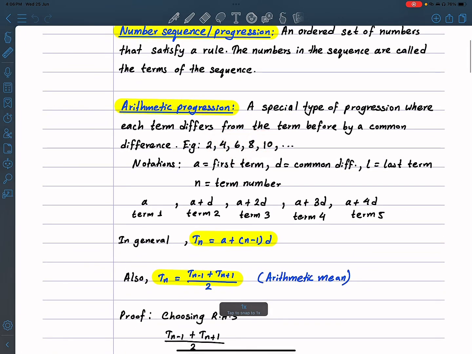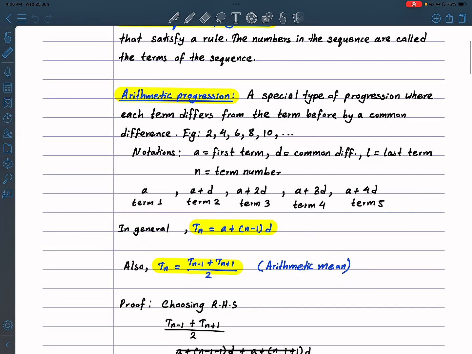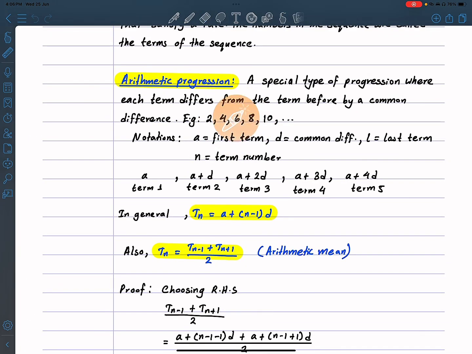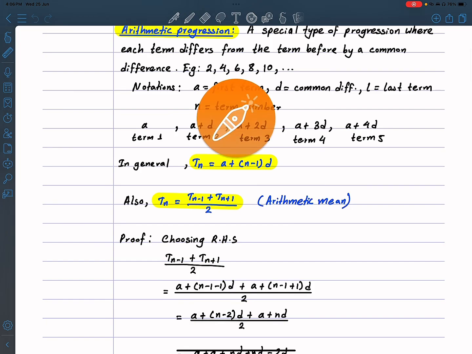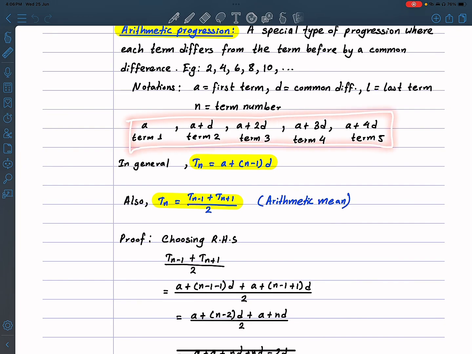All right. Now let's take a look at some notations involving the arithmetic progression. Here, A means the first term, D is the common difference, L is the last term, and N is the term number. So arithmetic progression can be generalized to be A, the second term to be A plus D, the third term to be A plus 2D, the fourth term to be A plus 3D, and the fifth term to be A plus 4D. From this, we can find a relation between N and A and D.